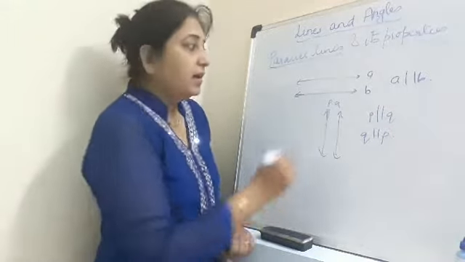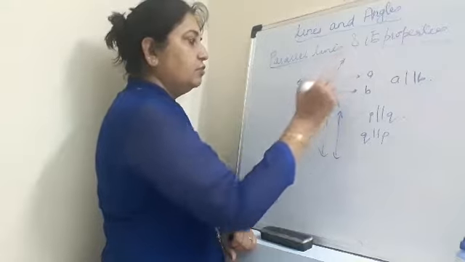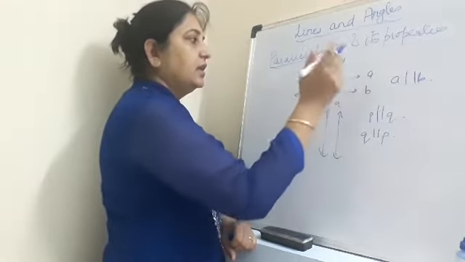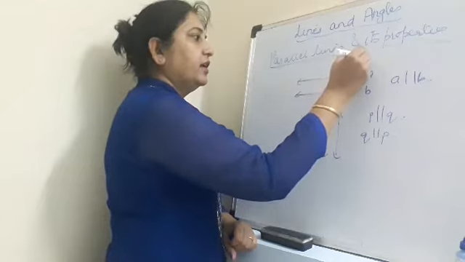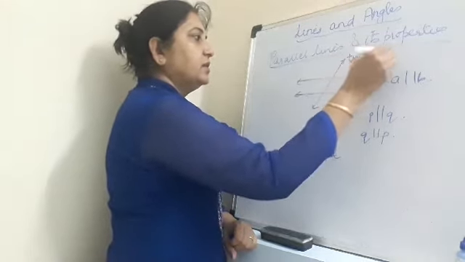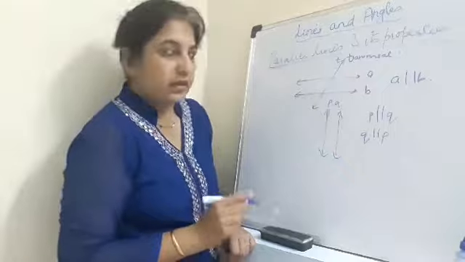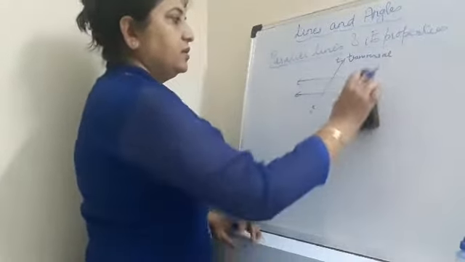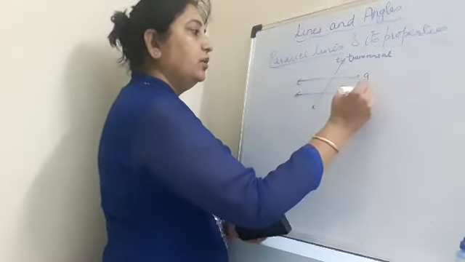Okay. Now when a line cuts these two lines, this line which is cutting these two lines is called a transversal, and we denote a transversal by the letter T. Most of the time we show it by T. Okay. So what is a transversal? A transversal is a line which cuts two lines.